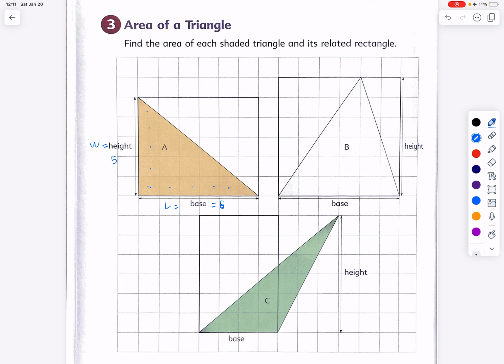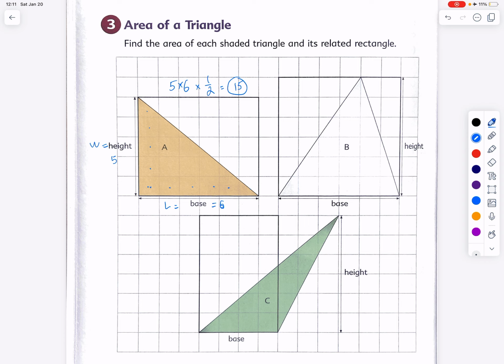Well, typically for the rectangle, we would say it's 5 times 6. But we need to half it. We need to half this area because this triangle is a half of a rectangle. So we multiply by a half. And therefore, 5 times 6 is 30, and half of that is 15 square units.